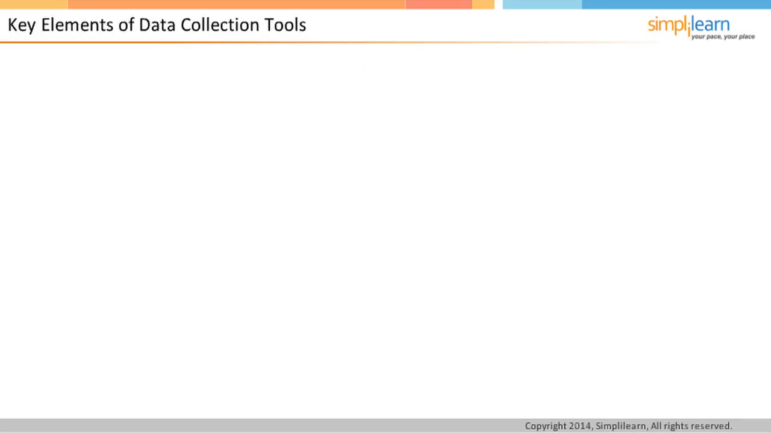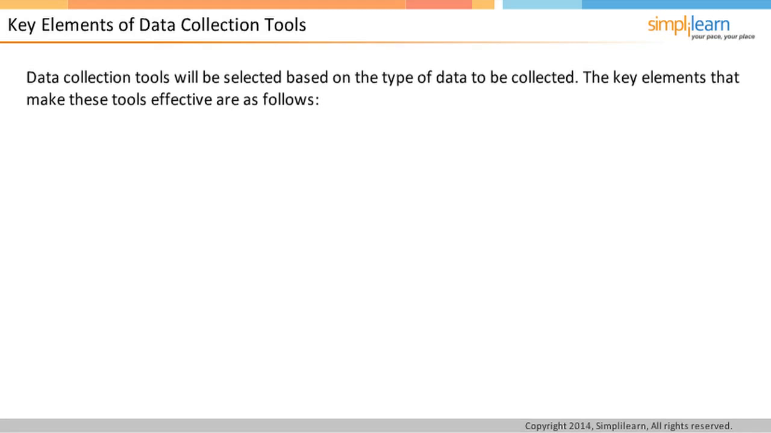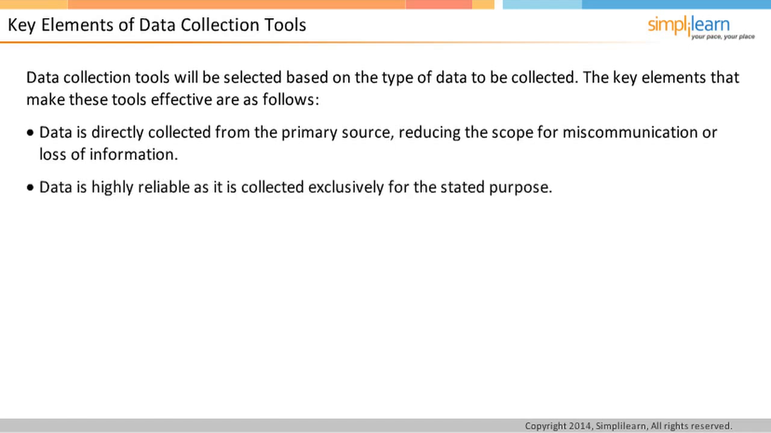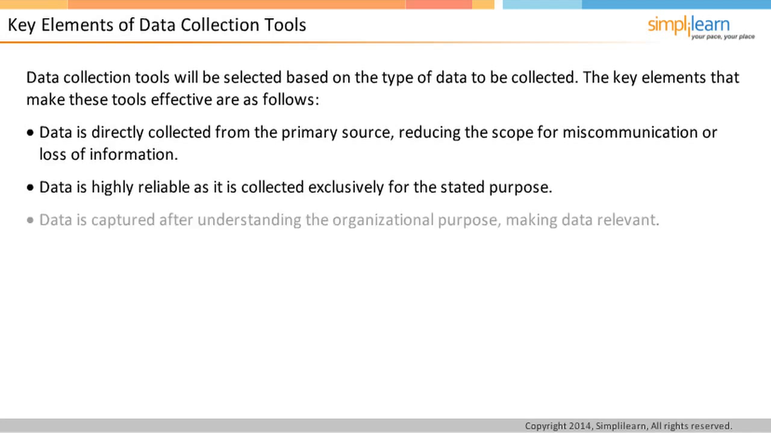Data collection tools will be selected based on the type of data to be collected. The key elements that make these tools effective are as follows. Data is collected directly from the primary source, or customer. Hence, there is no scope for miscommunication or loss of information. Data is collected exclusively for the stated purpose. Hence, data is highly reliable. The data is captured after understanding the organizational purpose. This makes the data exclusively relevant and serves the purpose of the organization.